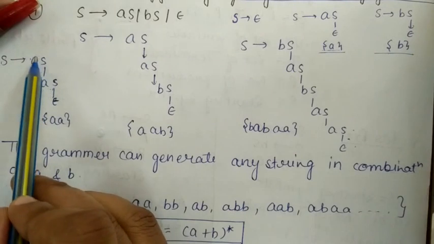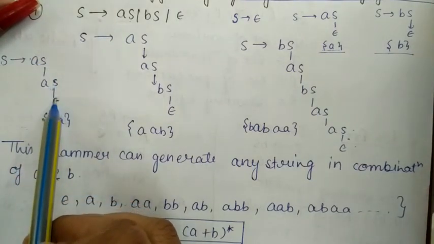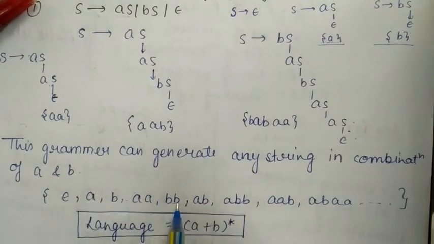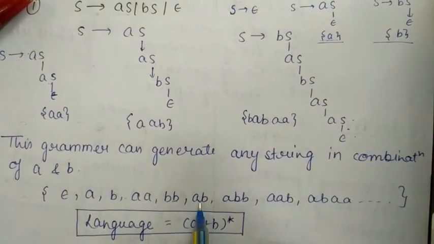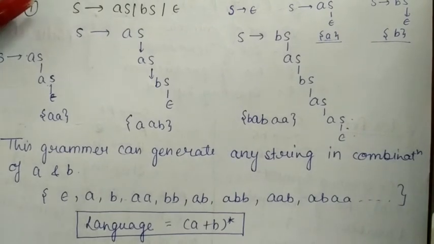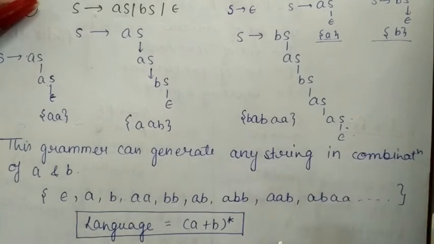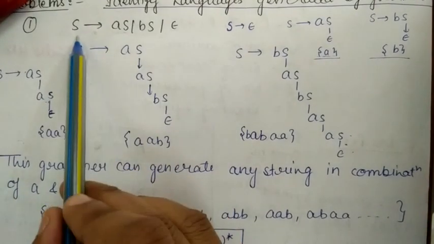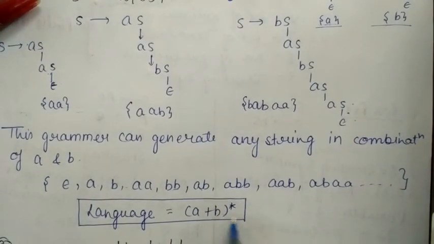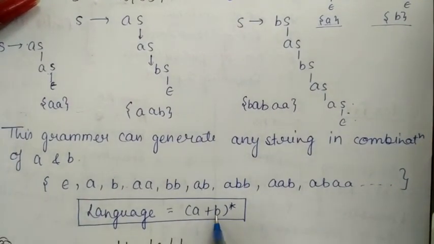And if we replace bS, then again bS, and then we take epsilon, it will generate bb. In a similar way it will generate ab, ba. It can generate any number of strings with the combination of a or b. It can generate all the strings with the symbols a and b. So the language for this grammar will be any combination of symbols a and b. So the language will be (a+b) star.